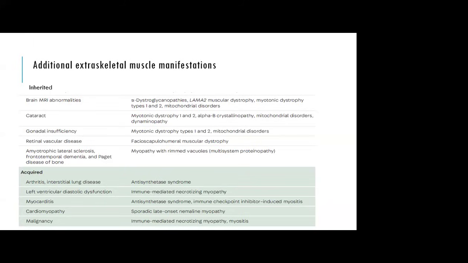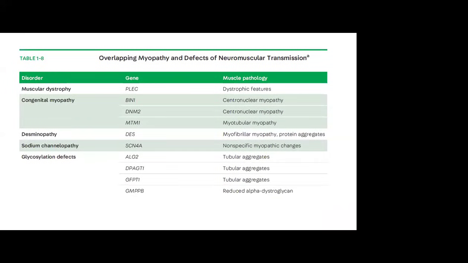Then acquired, we have arthritis and interstitial lung disease, which could be associated with antisynthetase syndrome. Then the malignancies, with immune-mediated necrotizing myopathy (IMNM) and myositis. Certain overlapping myopathies and neuromuscular transmission disorders are muscular dystrophies, congenital myopathy, desminopathy, sodium channelopathies, and glycosylation defects. These are the genes involved in it.